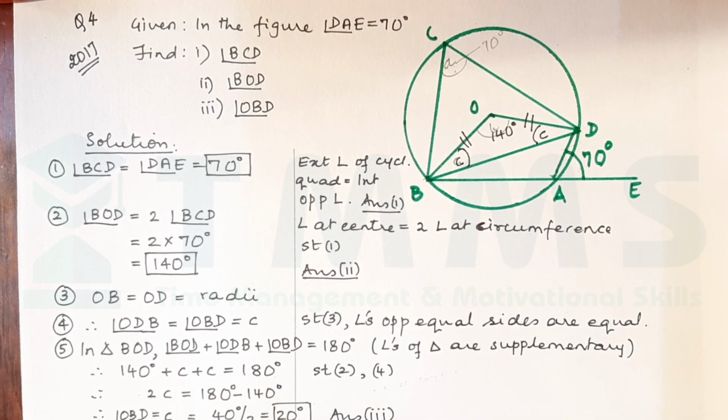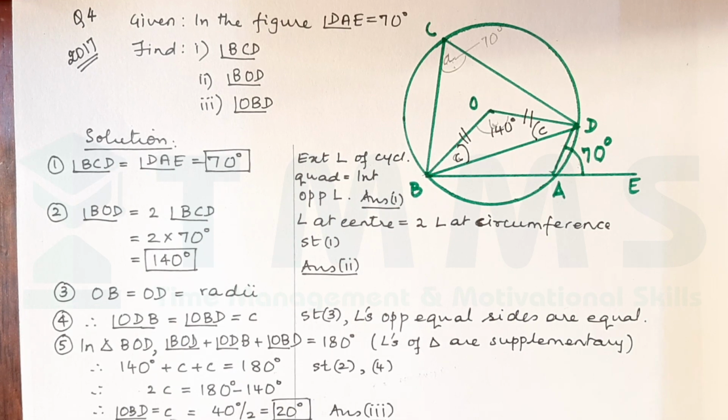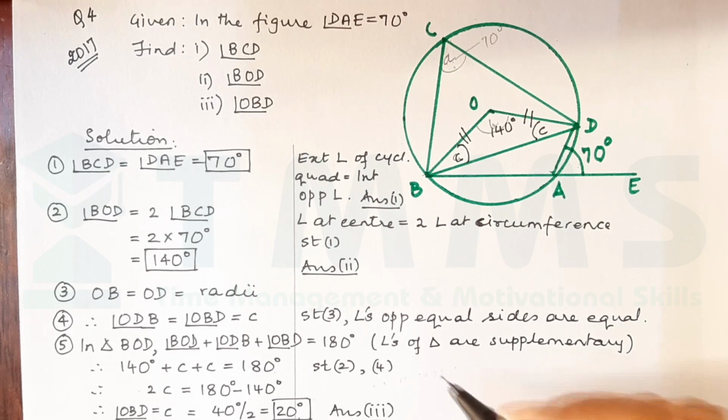Equal to 180 degrees. And so 2C is equal to 40 degrees. So C becomes 40 upon 2, that is 20 degrees. But that is our angle OBD that is to be found out. And that's how we write our third answer. Did you get that right? Give yourself a nice star.